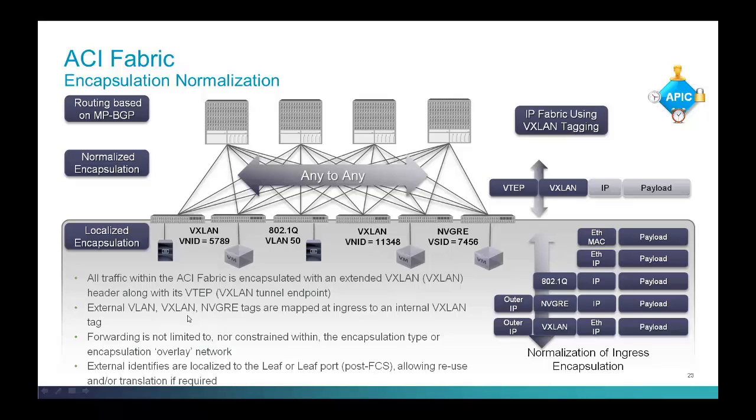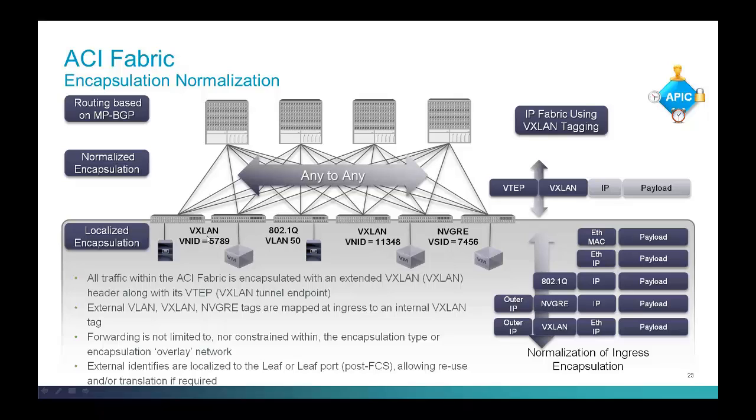Now, I mentioned that you can have all the different types of encapsulation, so VXLAN here, VLAN here, NVGRE here, whatever it is. Obviously the VXLAN encapsulation between here and here is different. This is where you have the extra VTEP header. So even if you had a VXLAN going from here to here, it would change.